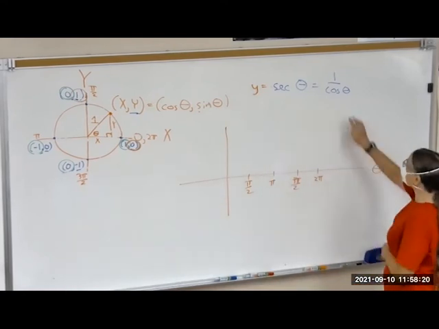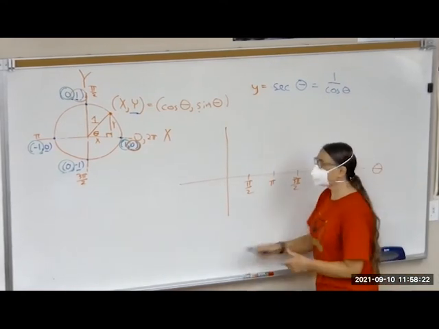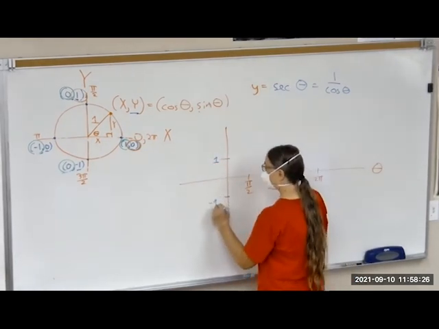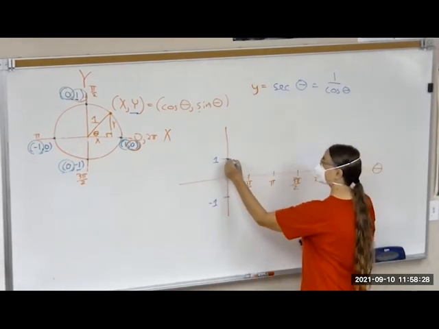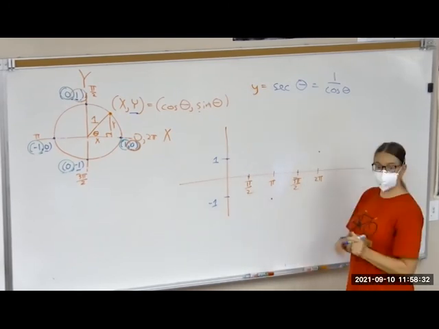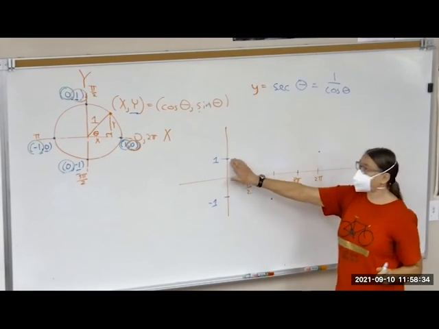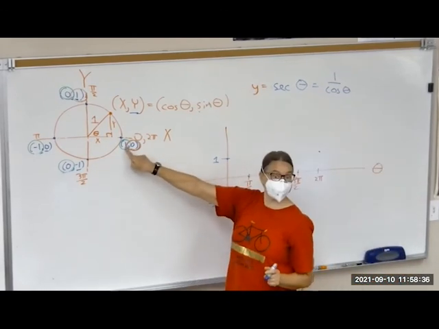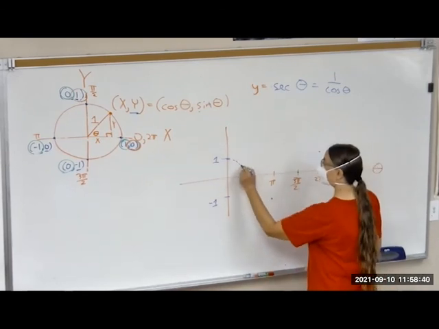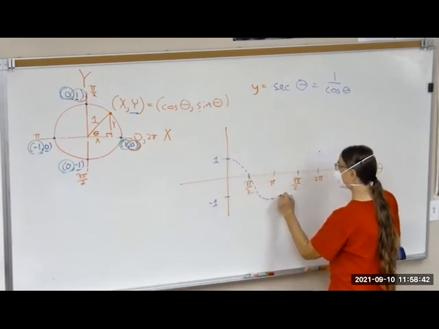So since this is the reciprocal of cosine, I'm going to do the same thing I did when we did the reciprocal of sine, which is start by graphing a cosine function. And cosine was the one that started at its high point. Remember, cosine is the x value, so it starts at a value of 1. I'm going to draw this as a dotted curve.